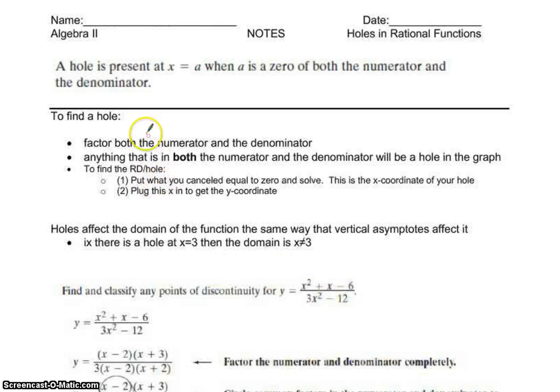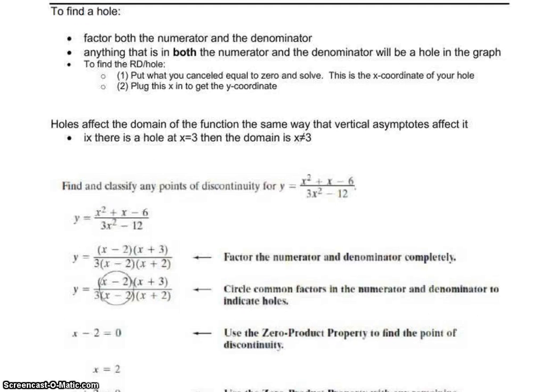So to find a hole, the first thing you want to do is factor the numerator and the denominator. Once you have done that, anything that is in both the numerator and denominator, in other words, that would cancel, will be a hole. To find the hole, you put what you canceled equal to 0 and you solve it. This is the x coordinate of your hole. Plug this in to get the y coordinate, because your hole is actually a point. You know, our restrictions where x is not equal to a number. This is going to be a hole, and it's actually a point.